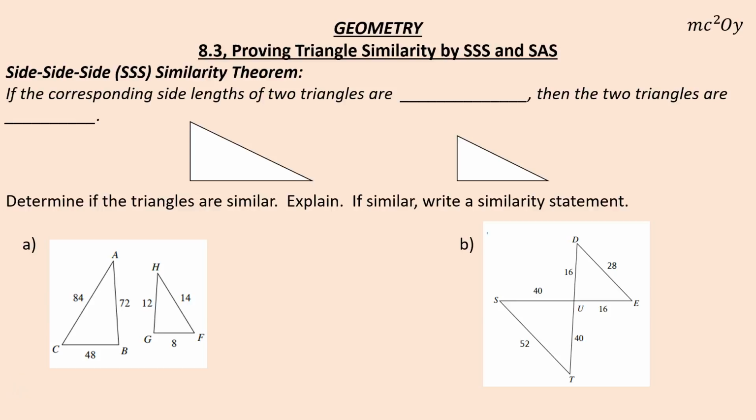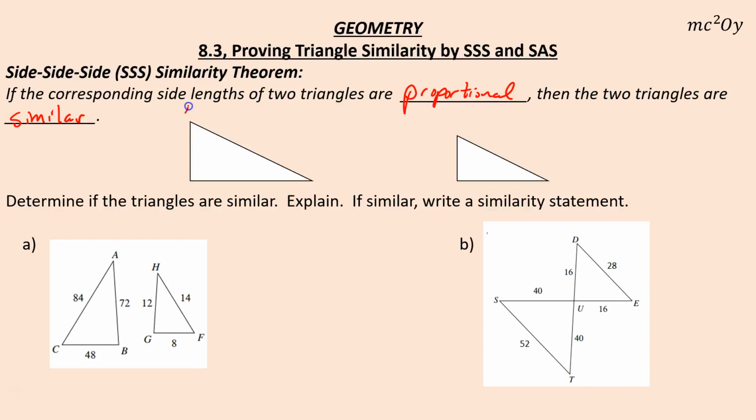Continue with proving triangles congruent. This one, or excuse me, proving triangles similar. This time by side, side, side, and side angle side. So a few statements. First, if the corresponding side lengths of two triangles are proportional, then the two triangles are similar.